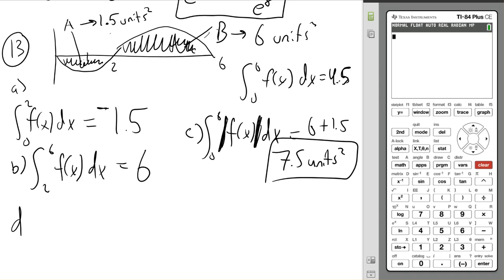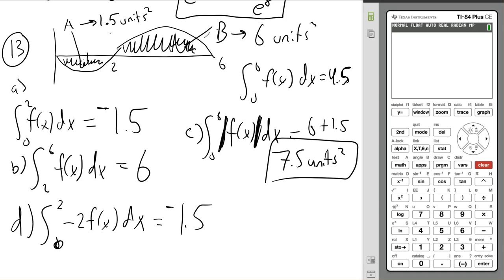D, the integral from 0 to 2 of negative 2 f of x dx. Okay, so 0 to 2. All right, well, isn't the area from 0 to 2 negative 1.5? Okay, negative 1.5. Then why is that not the answer this time? You got multiplied by negative 2. Right, multiply by negative 2. So 3.